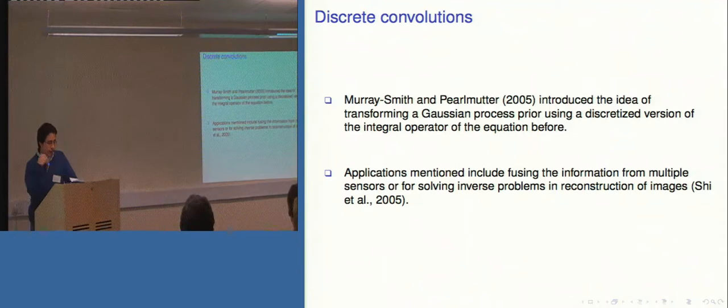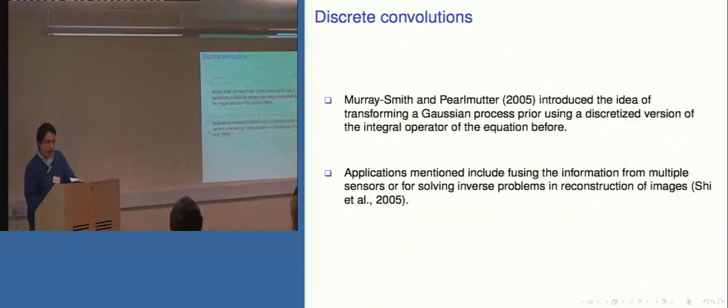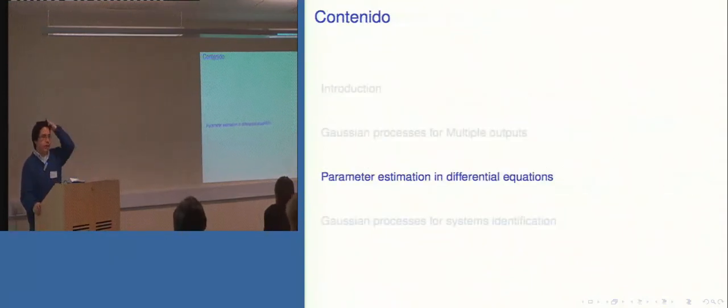People also talk about discrete convolutions. This is the idea in which you don't use the integral, you use a discrete convolution. Then you can also put a Gaussian process prior on the latent function. And these are some applications people have used these models for. Okay, that's one way of seeing these latent force models, like multi-output Gaussian processes. Is that clear? Now we're going to talk about parameter estimation and differential equations.